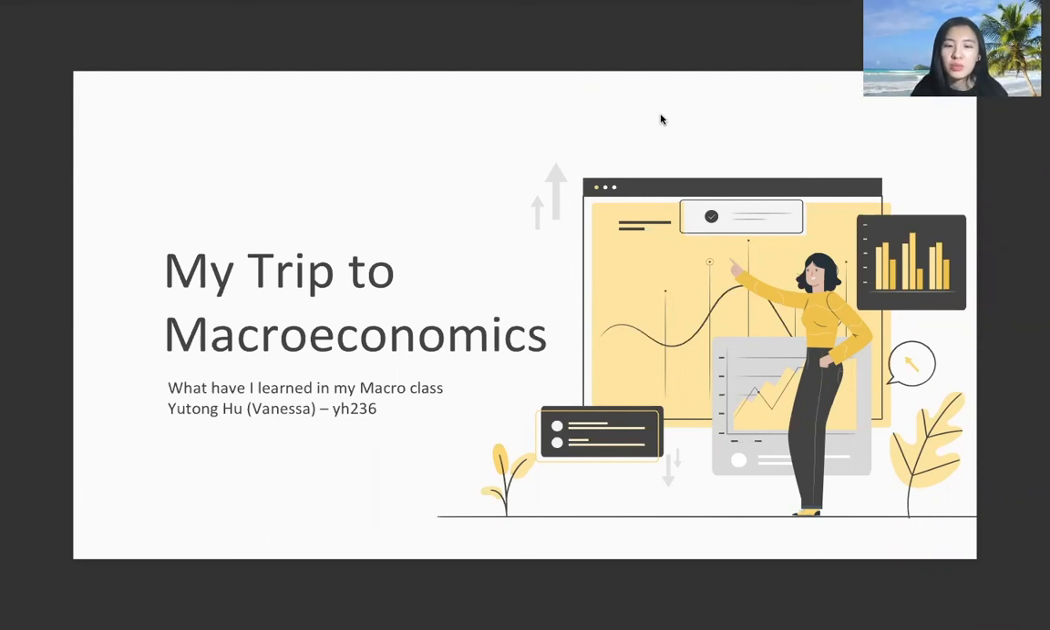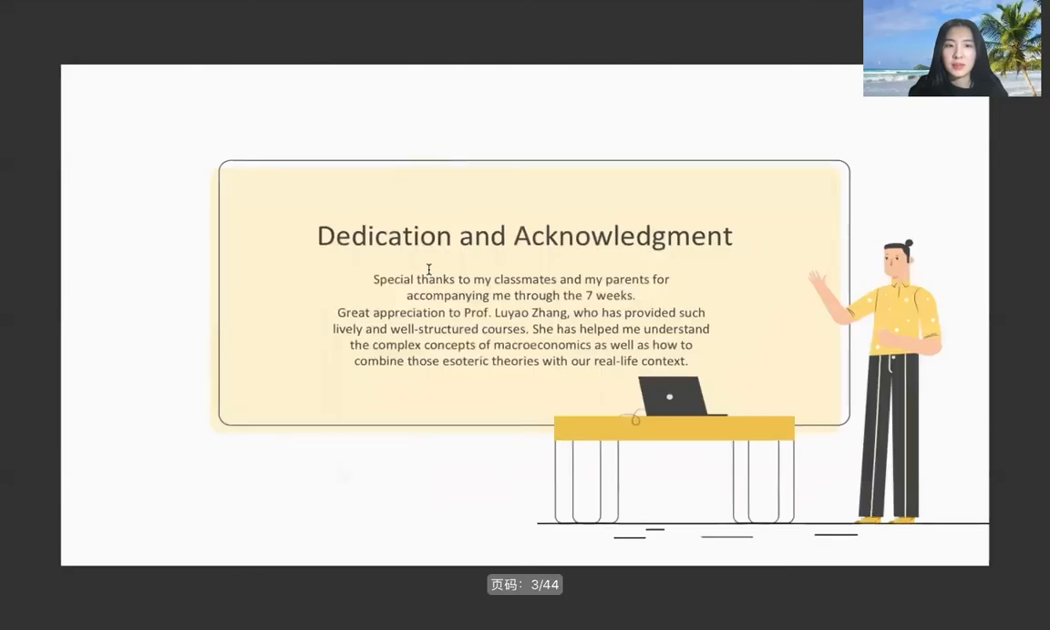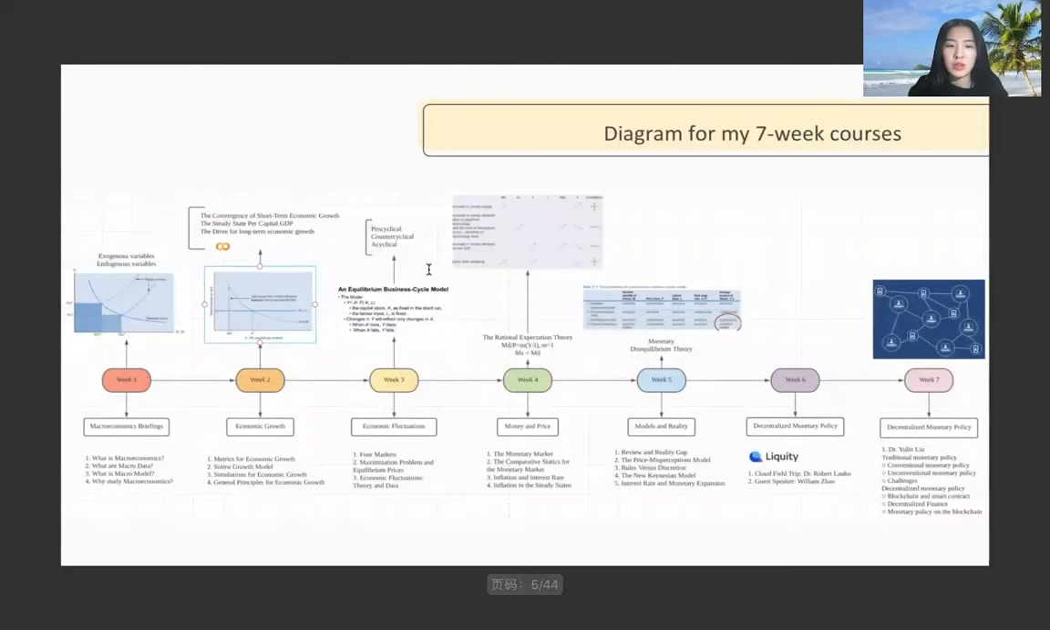This presentation will briefly introduce what I have learned in my macroeconomics class, and I will highlight the parts that I think are the most important. I'm a junior at DKU, majoring in political economy with an economics track. I will skip this part and show you this diagram.